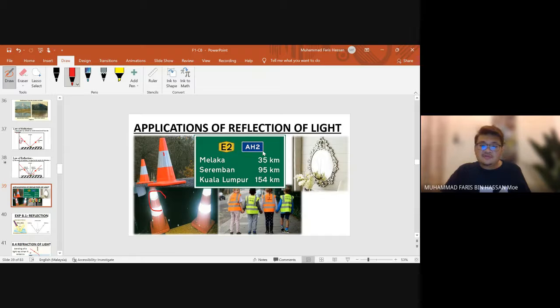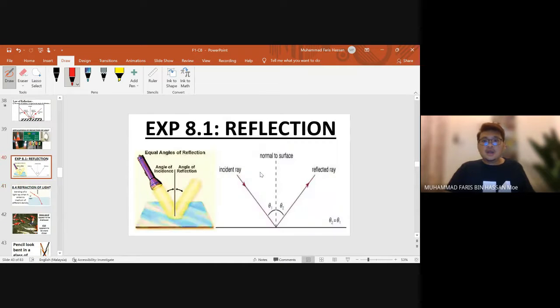The same goes for this signboard. As you can see, most of the colors for the words can reflect light. So when you high beam your car lights, you can see this, because it will reflect back the light. Once the lights go through this signboard, they will reflect back to our eyes, so we can see this information clearly. Okay, so that's what we learned in this topic.